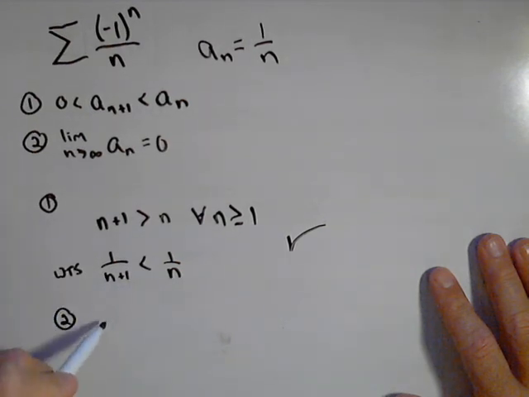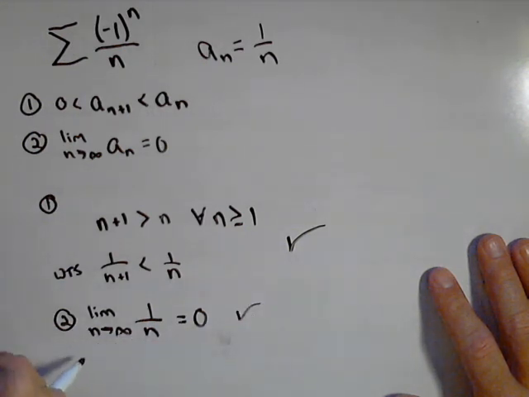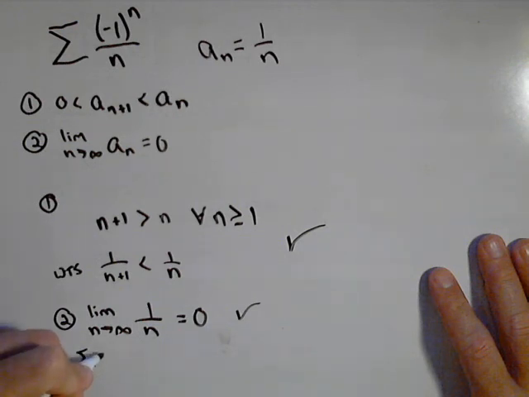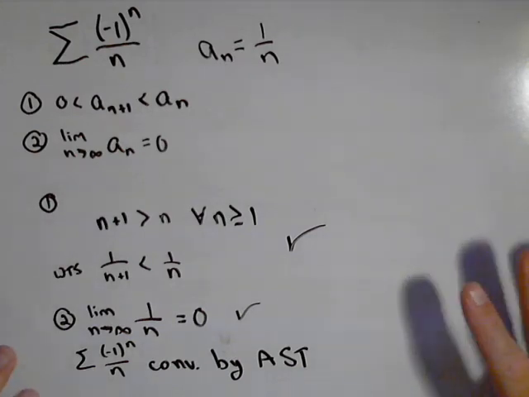Number 2, the limit as n goes to infinity of 1 over n equals 0. Checks. So our series negative 1 to the n over n is convergent by the alternating series test.